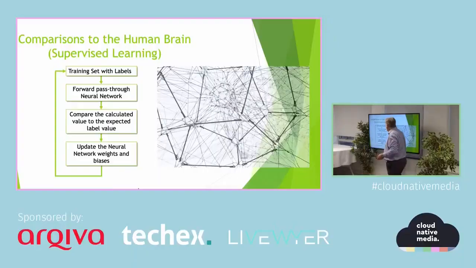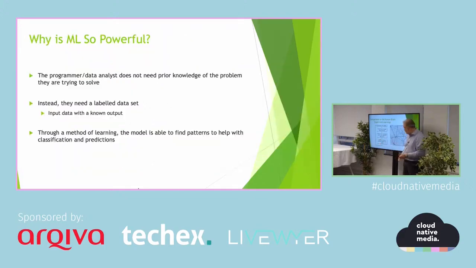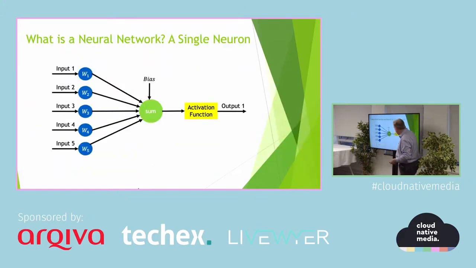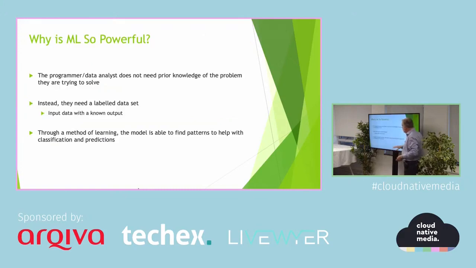So with supervised learning, we have a training set with labels. So this is all my TCP data flows with the data packets that are either labeled as 1 for an elephant flow and 0 for a mice flow. We forward pass that through a neural network. I've got some diagrams of that in a sec. Compare the calculated value to the expected label value, so the output of the neural network compared to what it should be, and then update what we call the loss value, and then propagate that through the network to adjust the weights and biases within the network. We'll come on to that in a sec.